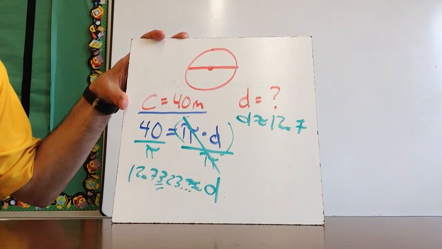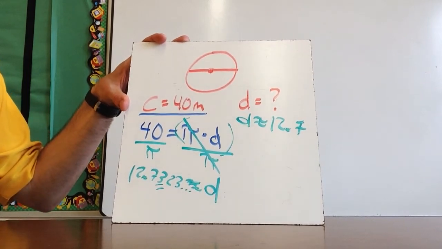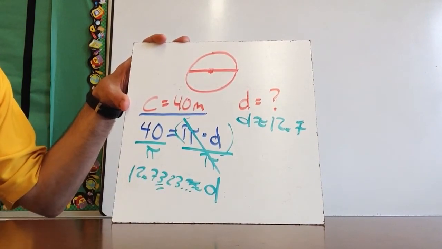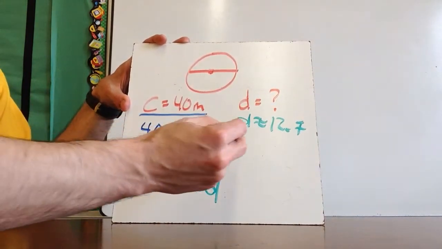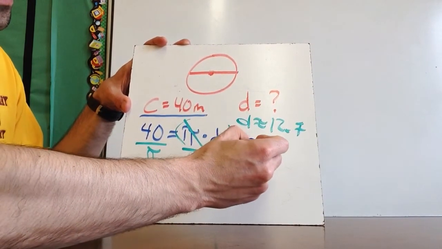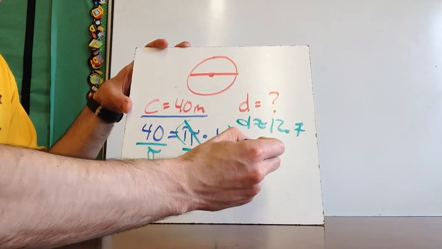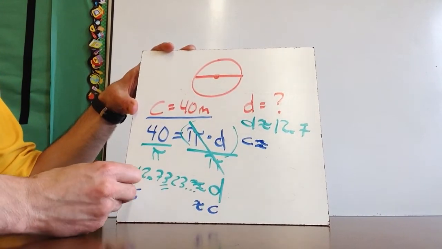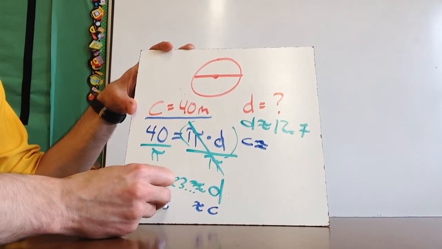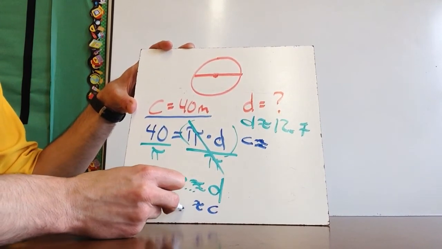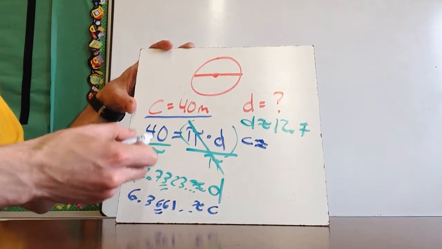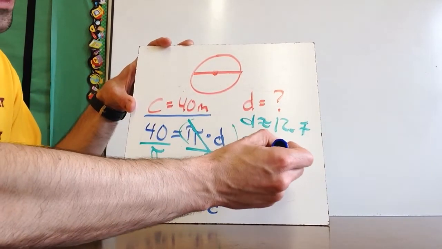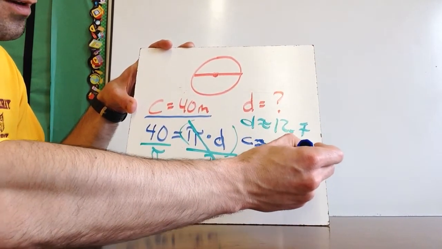And so if I divide this number by 2, remember I'm taking this whole number and dividing it by 2. When I divide that by 2, I end up getting that the radius is approximately 6.3661... This 6 tells me I should round up, so this means I'm approximately at 6.4 meters, and I should have put meters up here.